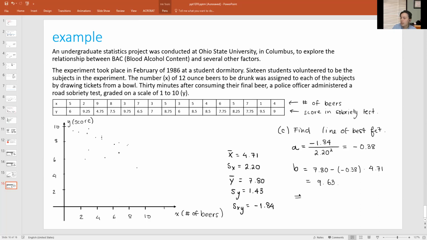So that means that your line over here is the line y, which is equal to ax plus b, that's minus 0.38 x plus b, which is 9.63. Does everybody understand this? Please raise your hand if you do.